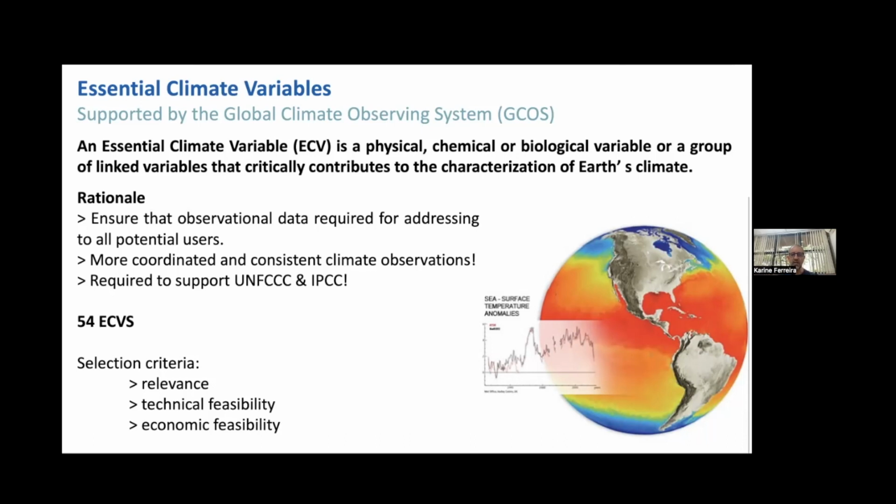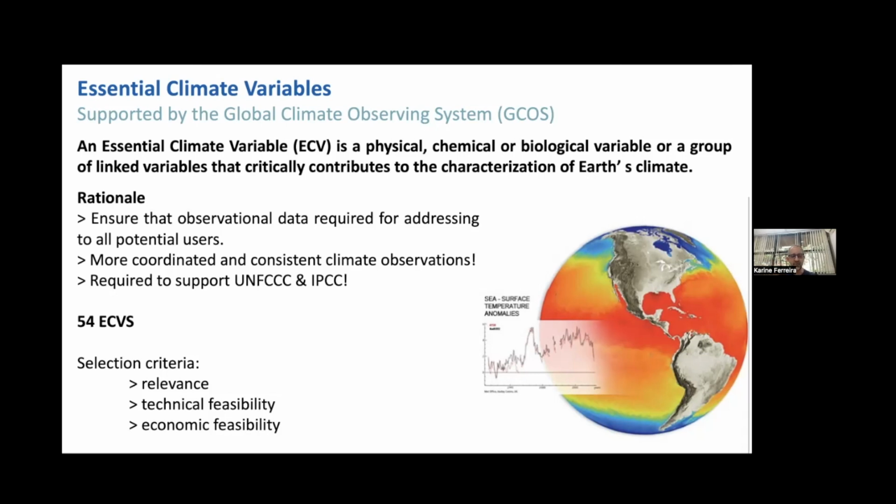So the rationale behind that is obviously to ensure that observational data are acquired for addressing the needs of the various potential end users. GCOS is here to coordinate those observations at the global scale, and they are trying to link the concept of ECVs with the policy side, so basically the UNFCCC and the IPCC. So basically all the IPCC reports are tightly bound with the concept of essential climate variables, and the data that you see in the IPCC reports are basically ECVs.